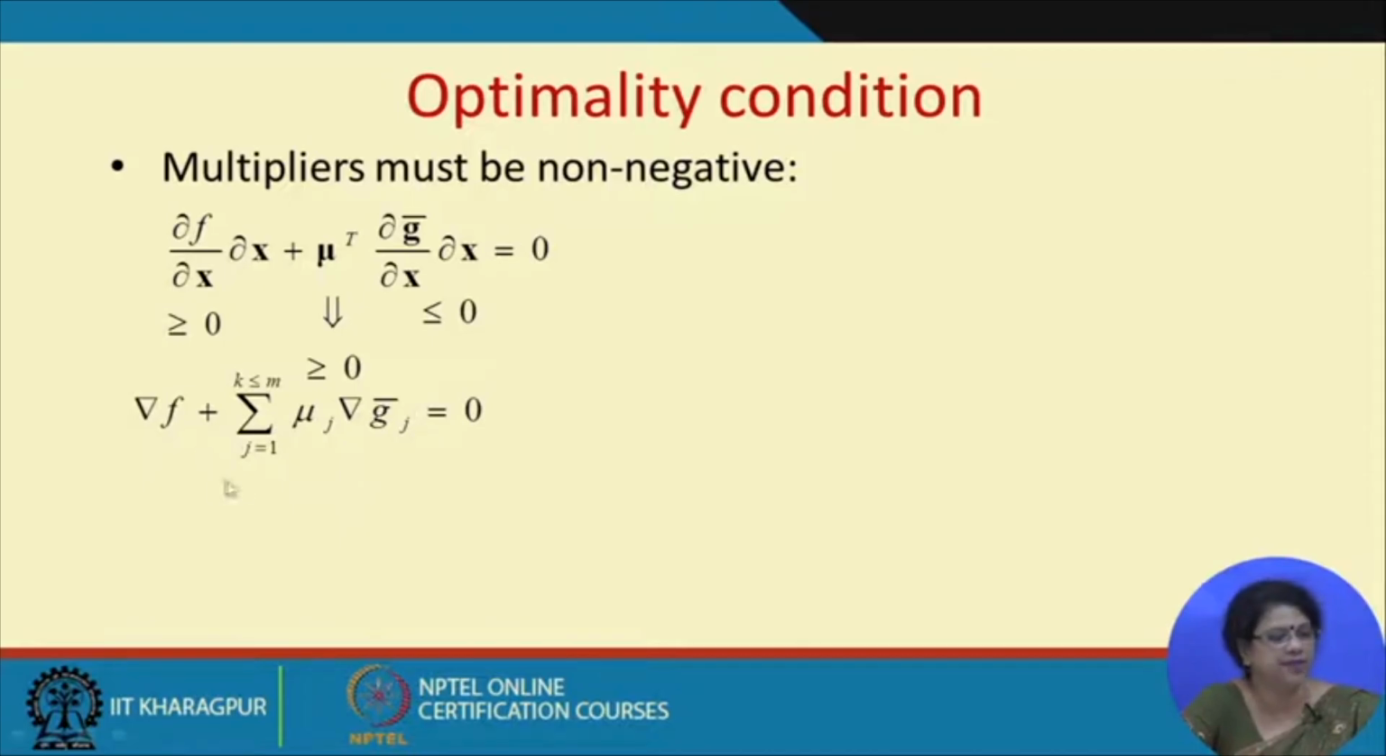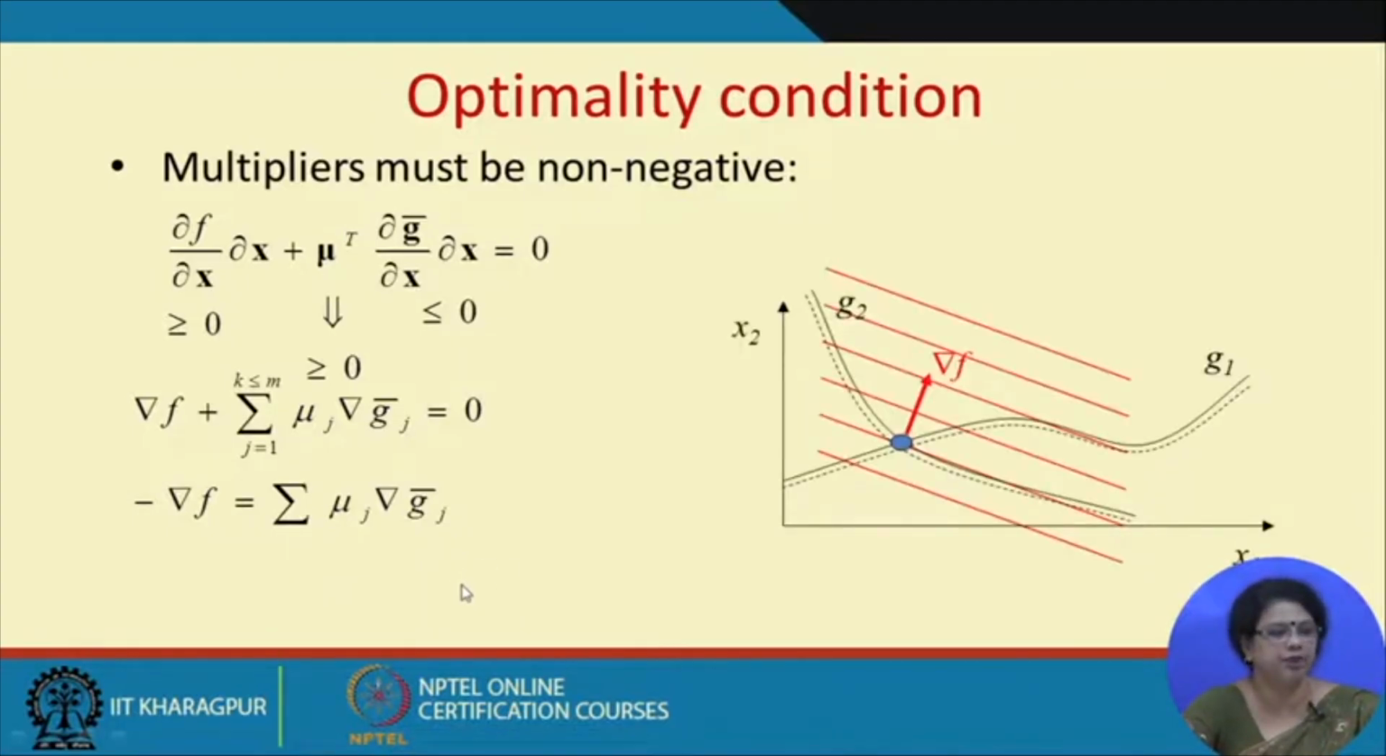That is why we can say that if we have k number of active constraints, then grad f plus the summation of mu j grad g j is equal to 0. And in another way we can say this.